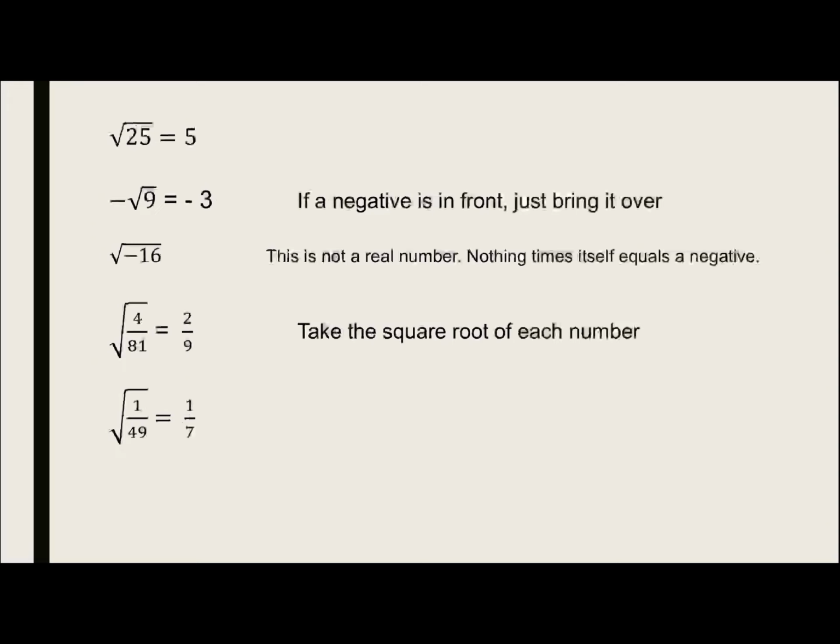Okay, what about the square root of a fraction? Take the square root of each number. The square root of 4 over 81 equals 2 over 9 because 2 times 2 is 4 and 9 times 9 is 81. The square root of 1 over 49, the square root of 1 is 1, the square root of 49 is 7. Square root means what times itself equals what's inside there.